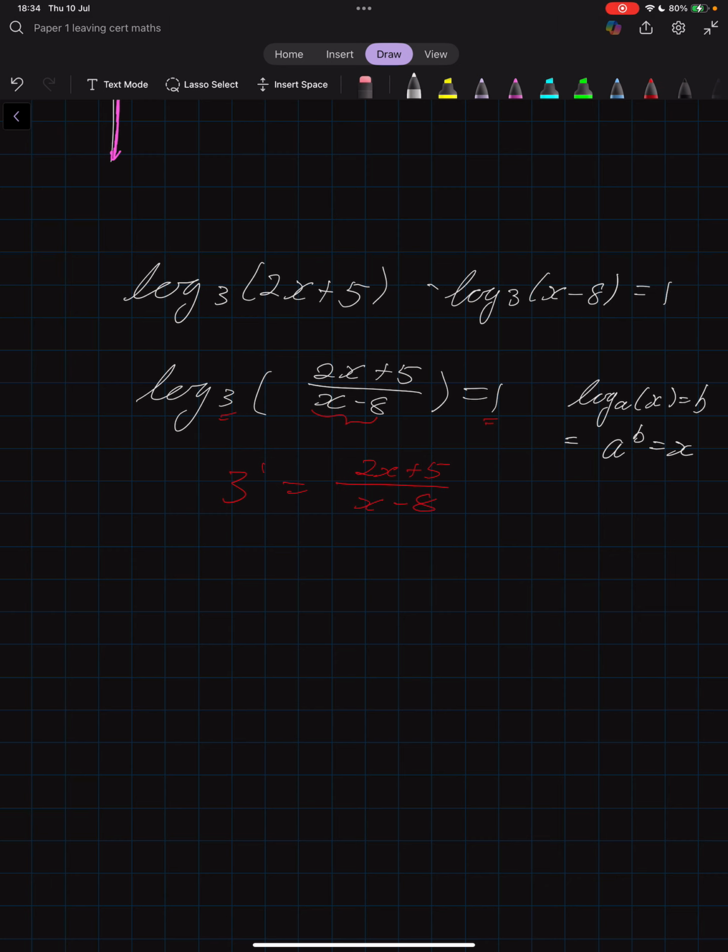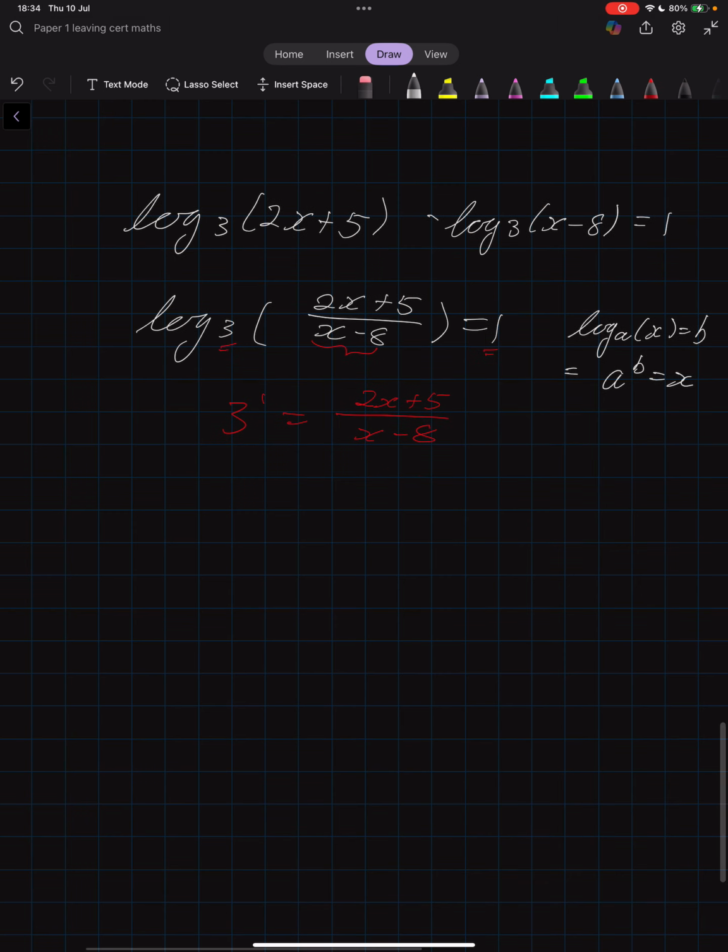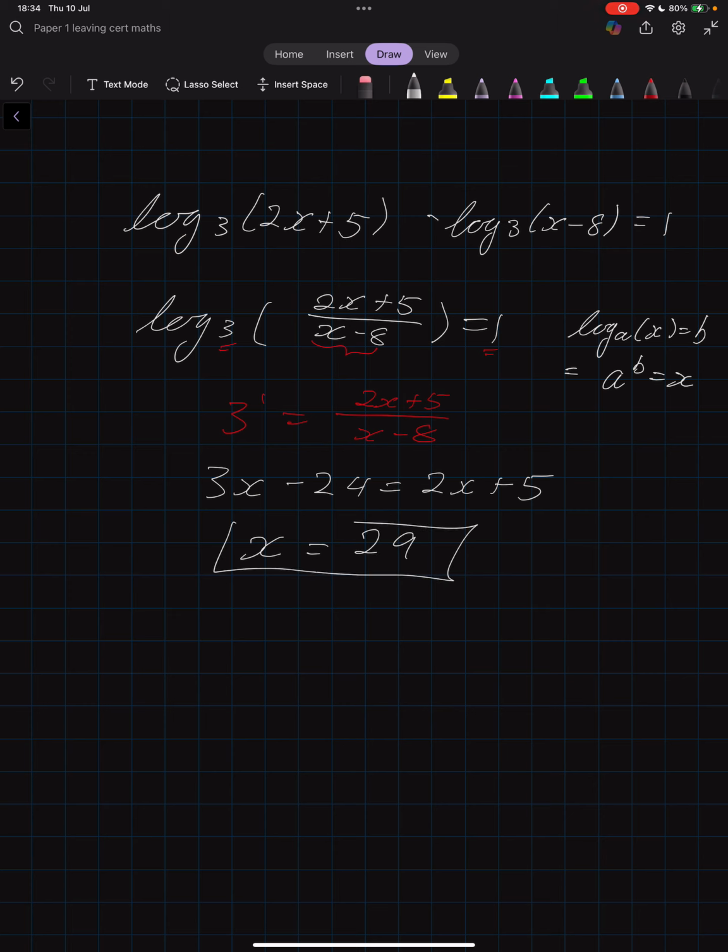Minus 8, okay? So on the left side, I just have 3. So multiply both sides by x minus 8. I'm going to get 3x minus 24 equals 2x plus 5. Bring the 2x over, it becomes x. So 3x minus 2x. Bring the minus 24 over, it becomes plus 24, so it's 29. So x equals 29 solves that equation, okay?